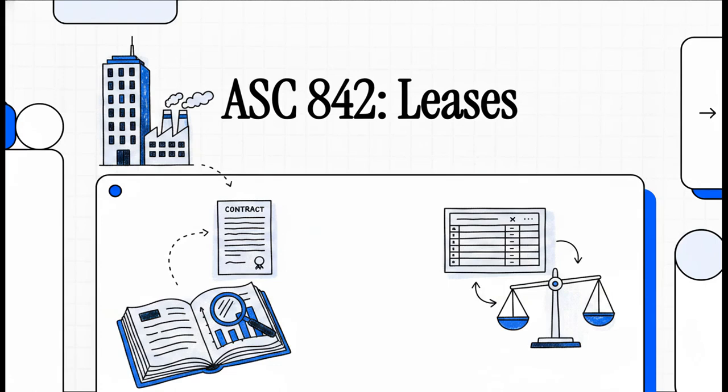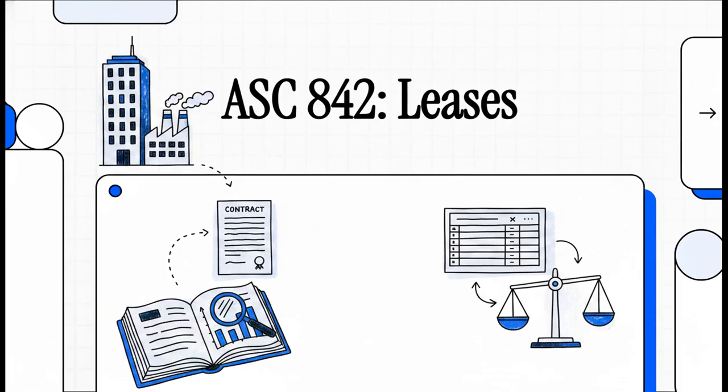Welcome to this explainer on one of the most heavily tested and, frankly, most impactful areas in technical accounting, leases. For years under legacy GAAP, companies could structure agreements to keep massive financial obligations completely hidden. But the rollout of ASC 842 changed the game entirely.